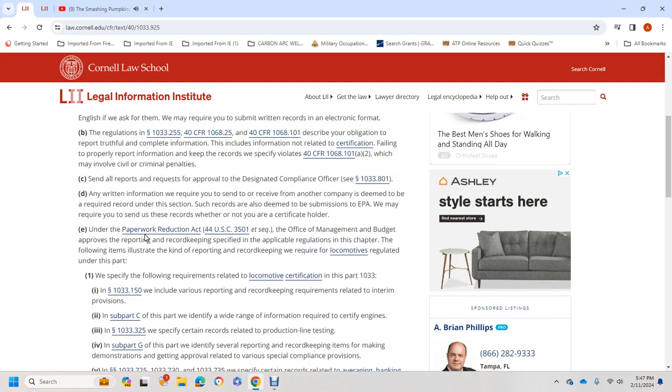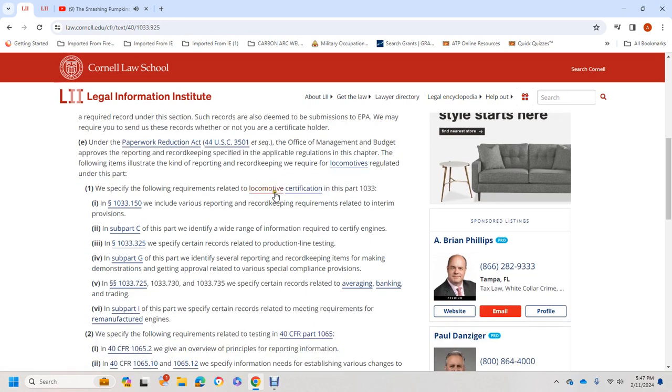Any written information required that you send to the EPA, or that you receive from another company, is deemed to be a required record under this section. Such records are deemed to be submissions to EPA. We may require you to send the records whether or not you are a certificate holder, under the Paperwork Reduction Act, 44 U.S. Code 3501. The Office of Management and Budget approved the reporting and record keeping specified in the applicable regulations in this chapter. The following items illustrate the kind of record keeping required for locomotives regulated under this part.